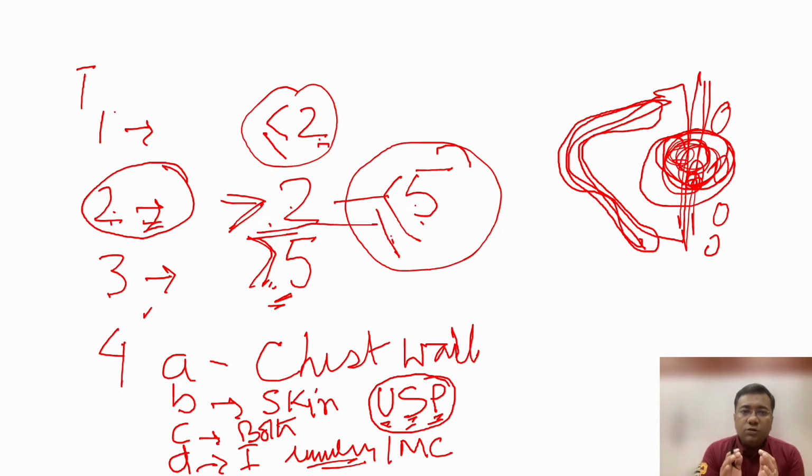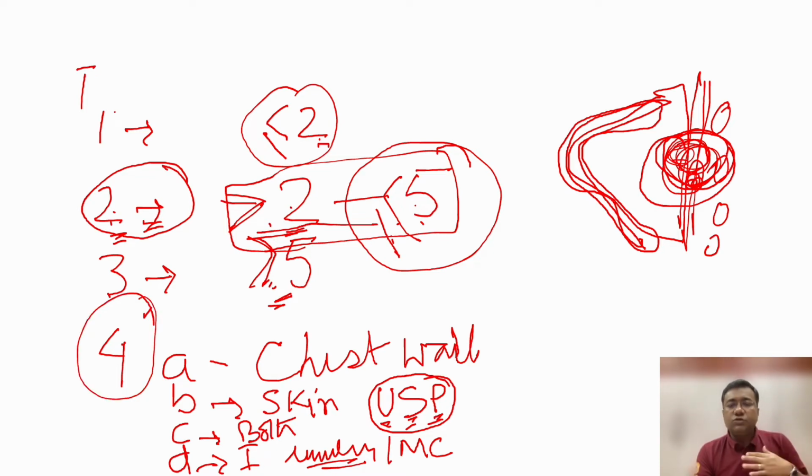Just to revise, T1 means less than 2 centimeters. You remember 1, 2, 3. The number you need to remember is 2 to 5. Always remember there is no 'more than or equal to', there is only 'less than or equal to'. So you add the equal to with the lesser one: less than or equal to 2, less than or equal to 5. That's how you remember. And regarding T4, you remember inside to outside: chest wall is T4a, skin is T4b, both is T4c, and inflammatory carcinoma is T4d.